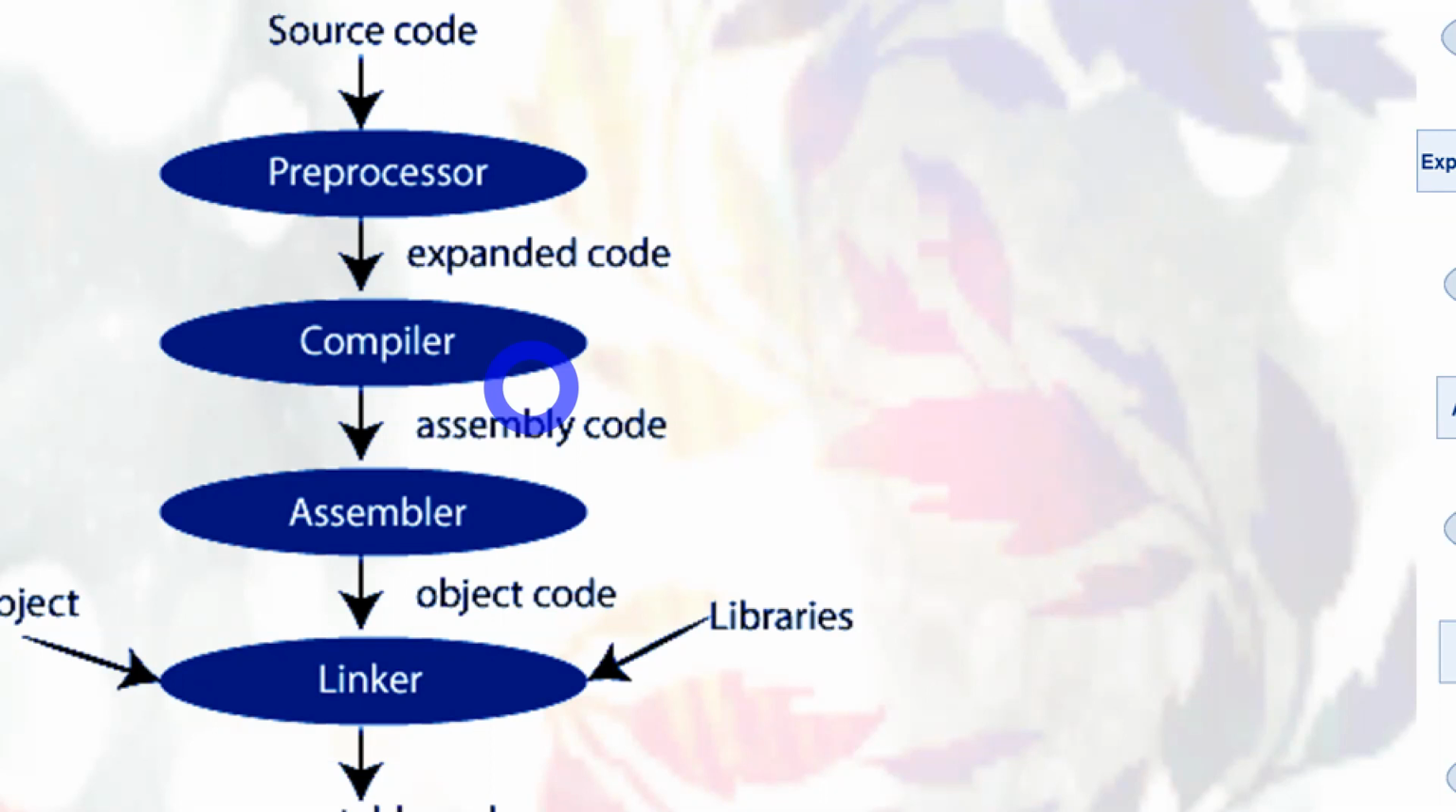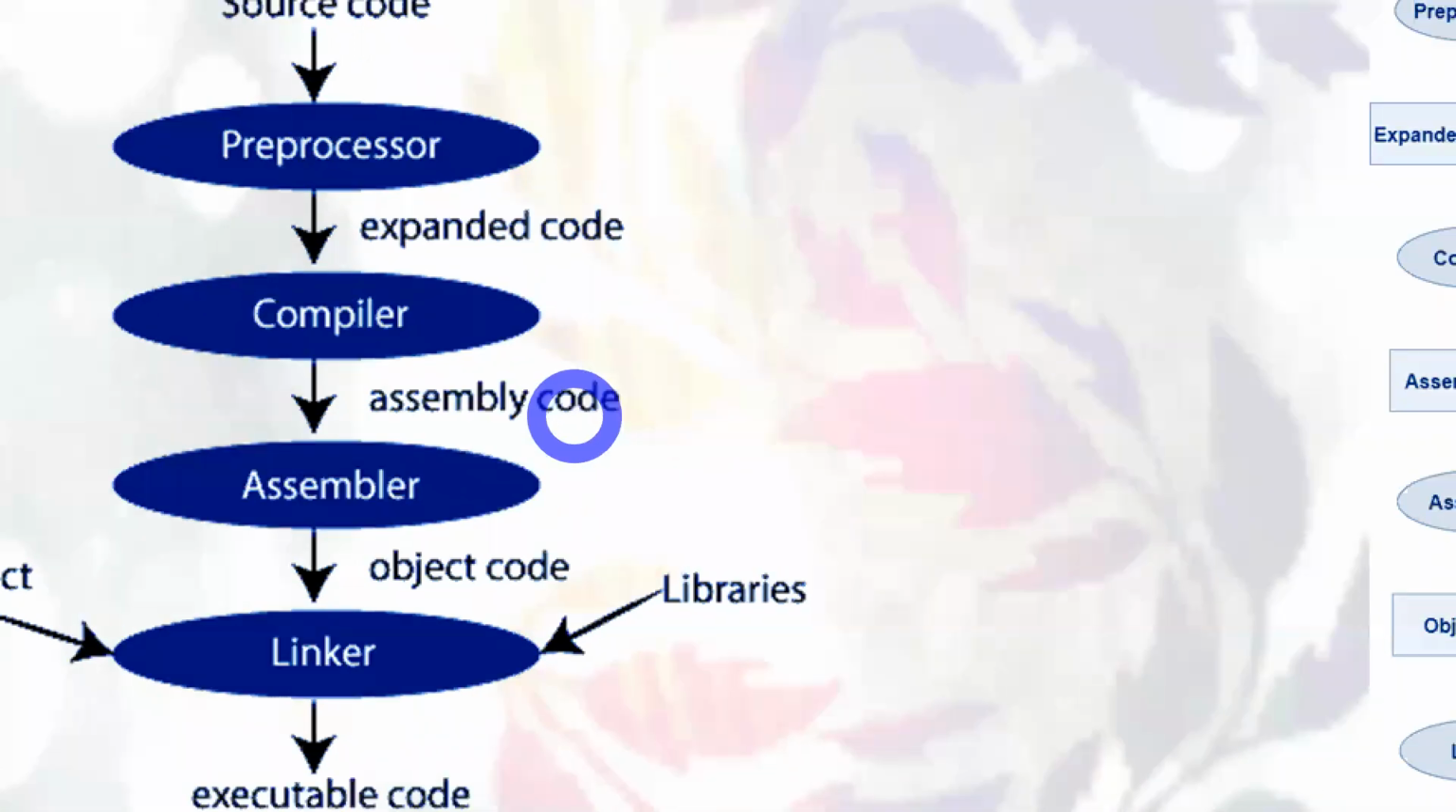The errors then have to be corrected in the source program within an editor, and the program has to be recompiled. Until the compilation is error free, we must correct the code. Once the compilation is error free, only then will it generate assembly code.